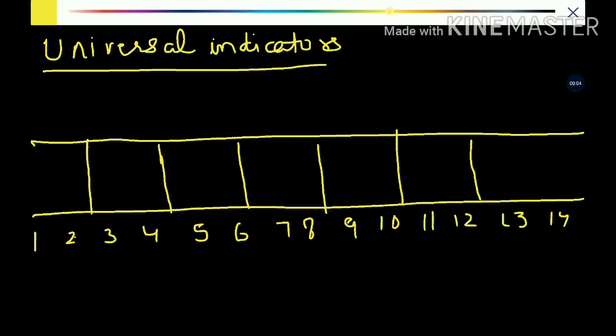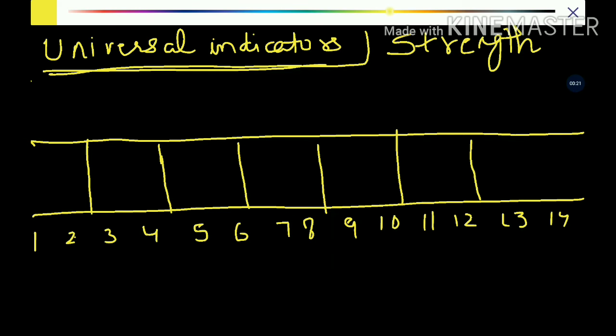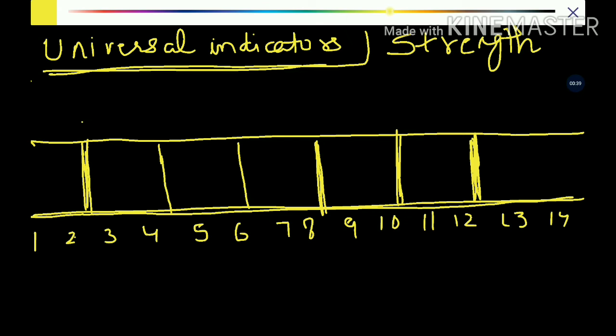Another type of indicators are universal indicators, which will not only tell us whether a compound is acidic or basic, but will also tell us the strength of the acid or base. That means whether it is more acidic or less acidic, more basic or less basic. For example, this is the pH scale, marked from 1 to 14, and I have divided it into sections of two digits each: 1 2, 3 4, 5 6, 7 8, 9 10, 11 12, and 13 14.